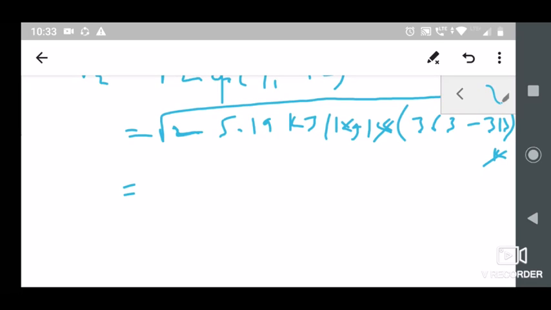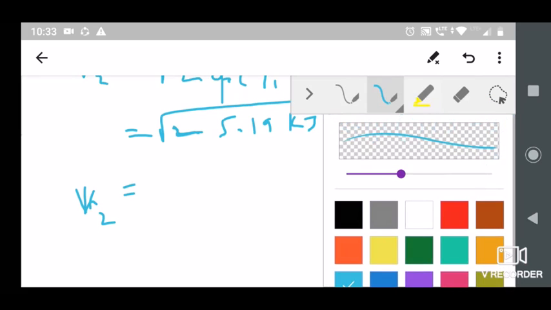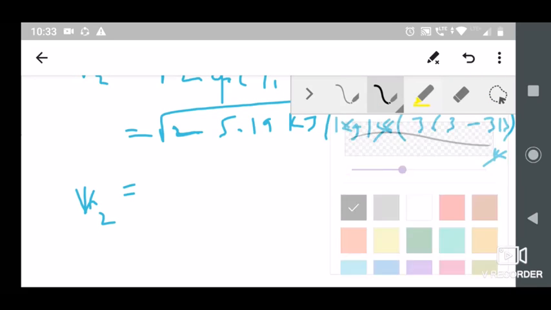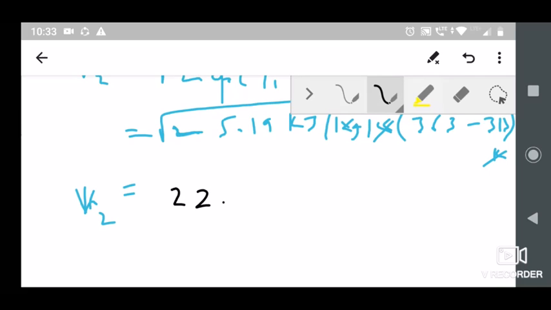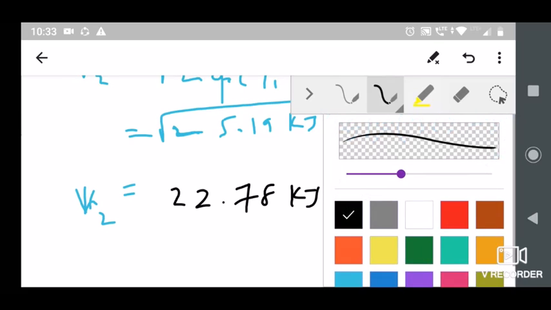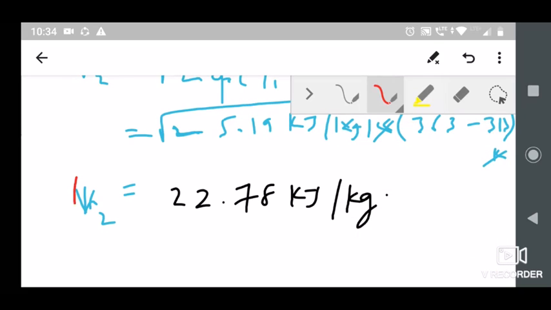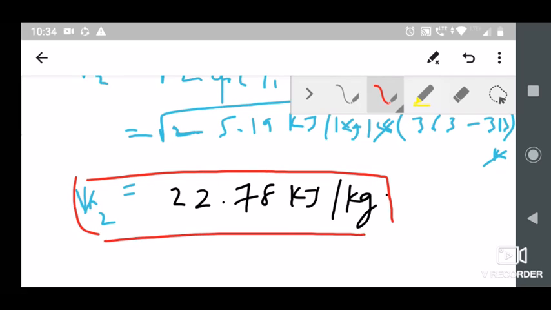So finally you will get the value of V2, which is equal to 22.78 kilojoules per kg. This is the answer I got. I hope this solution is clear. This is a very simple problem, asked for a 3 marks question. Let's solve another problem in another session. Problem number 2.